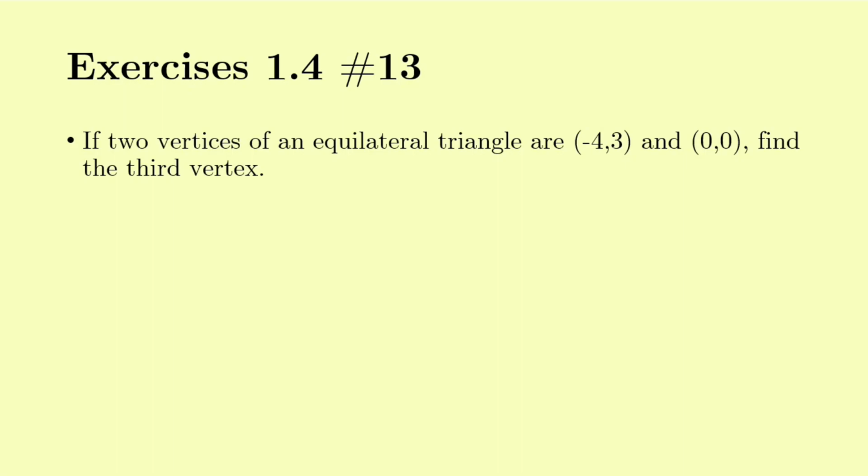If two vertices of an equilateral triangle are (-4, 3) and (0, 0), find the third vertex. So let us represent it using a drawing.